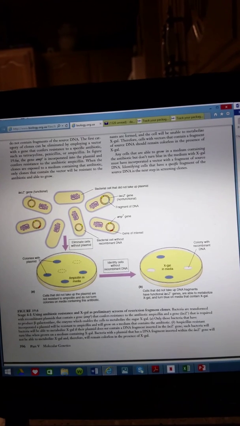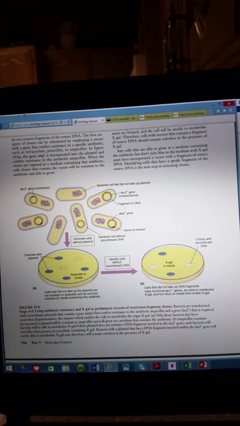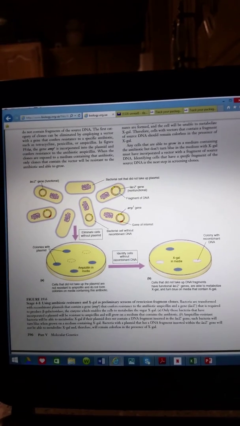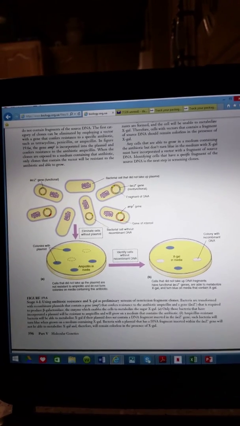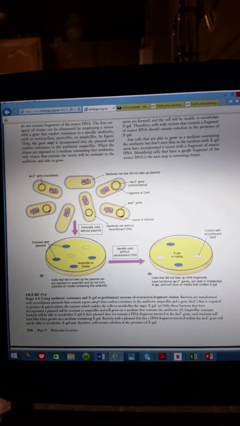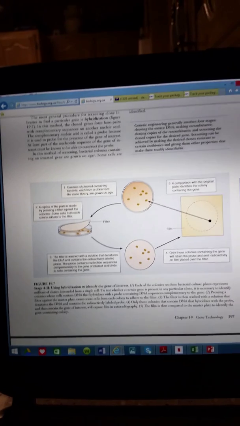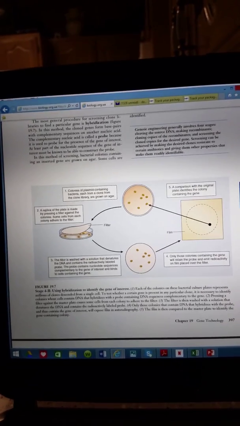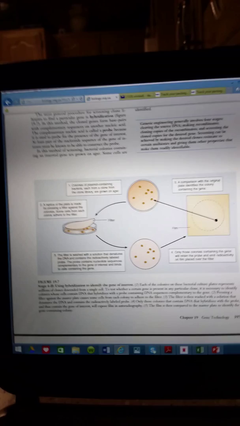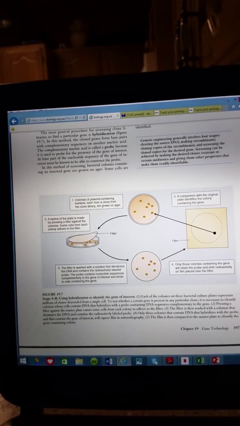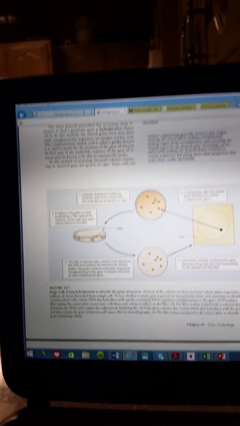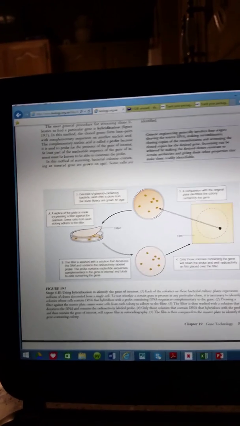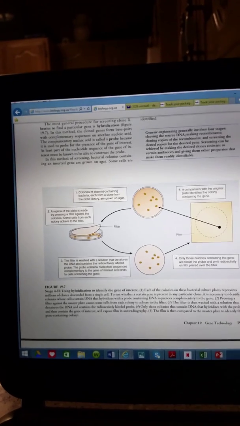The second way to locate the gene of interest is called hybridization, where cloned genes form base pairs with complementary sequences on another nucleic acid, called the probe. Here we have the process, which is quite simple. You basically get the bacteria and grow them on an agar plate, and from here you make a replica by just pushing a filter against the colonies, and some of the cells are going to stay on there.